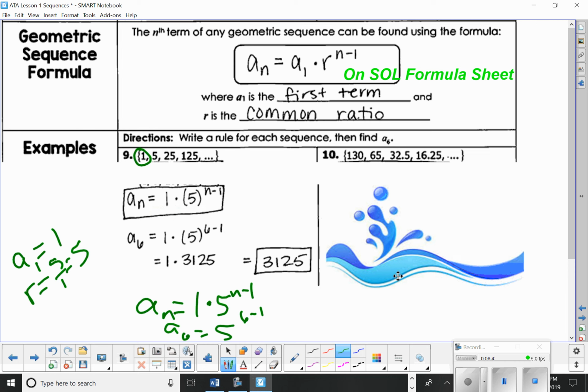All right? Pause the video. And you have numbers 10, 11, 12, 13, and 14 to try. Okay? Again, they're all the same. Just look at your list and boom, right there you have a sub 1. You divide the second term by the first term and you've got your r. And then you can keep going.